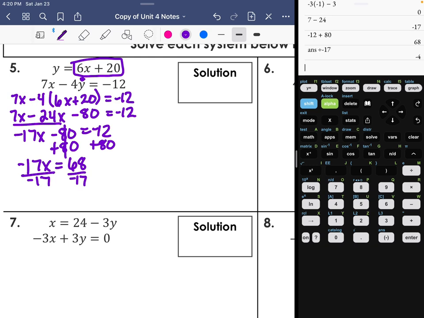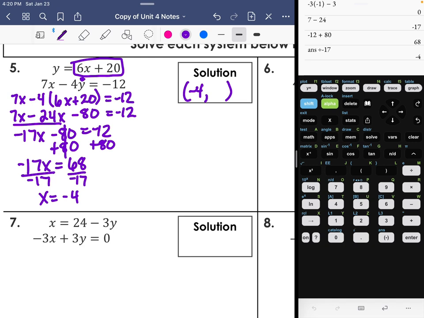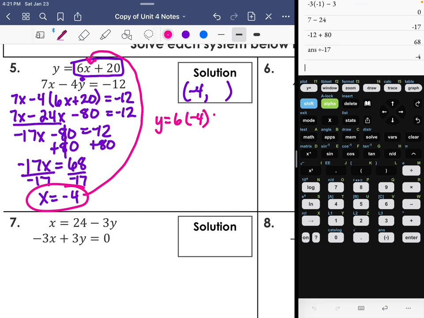And it is negative 4. So I know x equals negative 4. That means up here in my solution, I'm going to have negative 4 for sure. Then I'm going to take this negative 4 and substitute it into the first equation in the spot for x. Y is already by itself. Y is what I need to find. So that's why I want to substitute into the first equation.